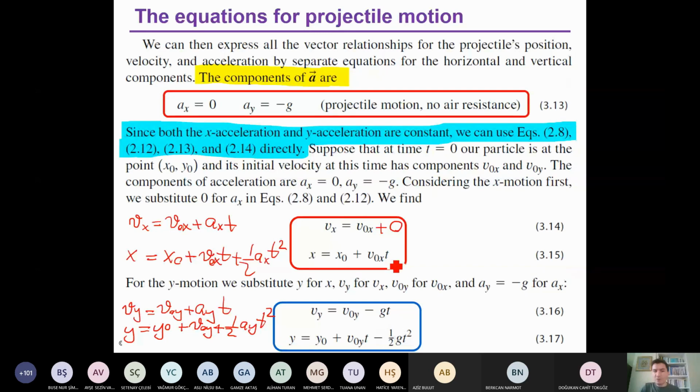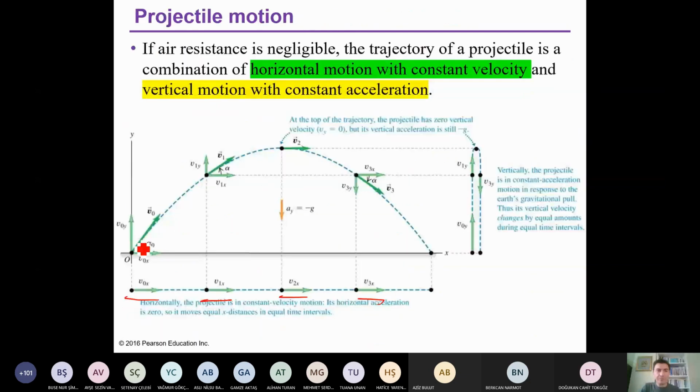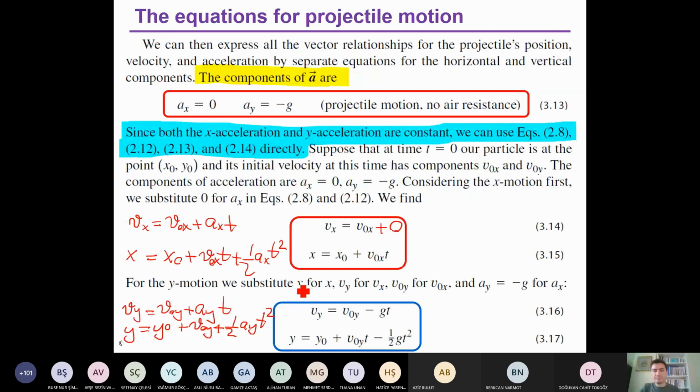And what about the motion along the y-axis? Vy is equal to V0y. Instead of a_y t, here we have negative g times t, because we have chosen the positive y direction here. This is positive y. Then here we have a_y with negative g. For this reason, here we have negative g.